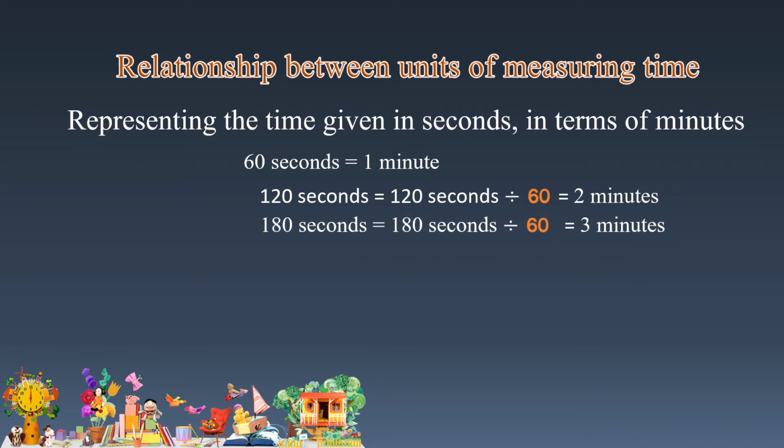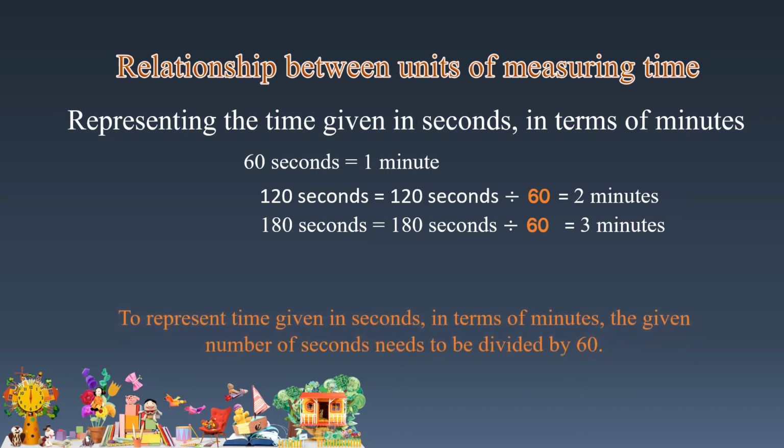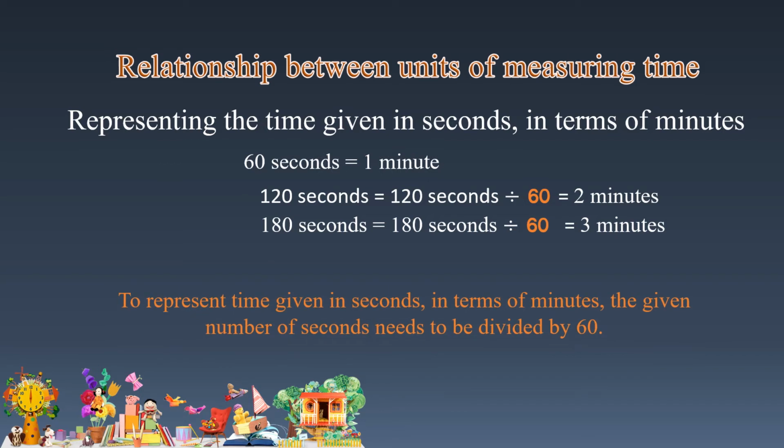So if you get 180 seconds, you can divide 180 seconds by 60. So the answer is 3 minutes. That means in 180 seconds, you have got 3 minutes. So once again, we can come to a conclusion as to represent the time given in seconds in terms of minutes, the given number of seconds need to be divided by 60.